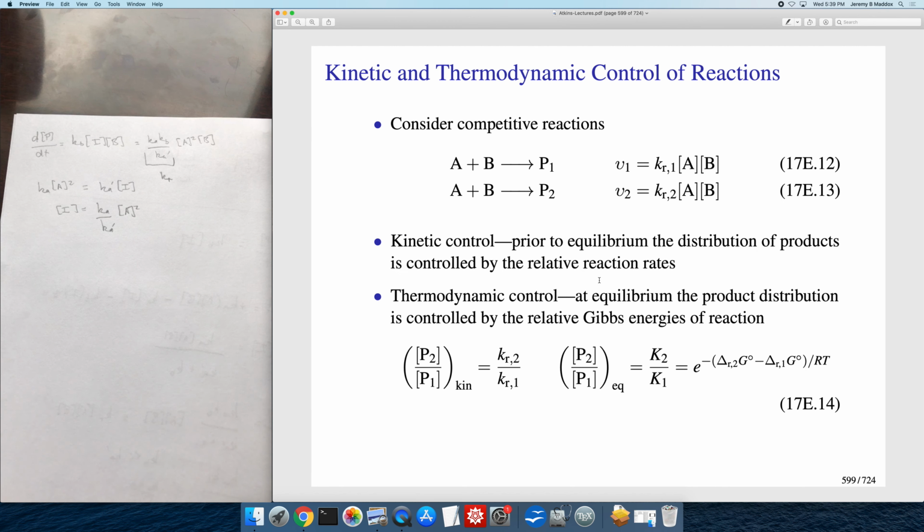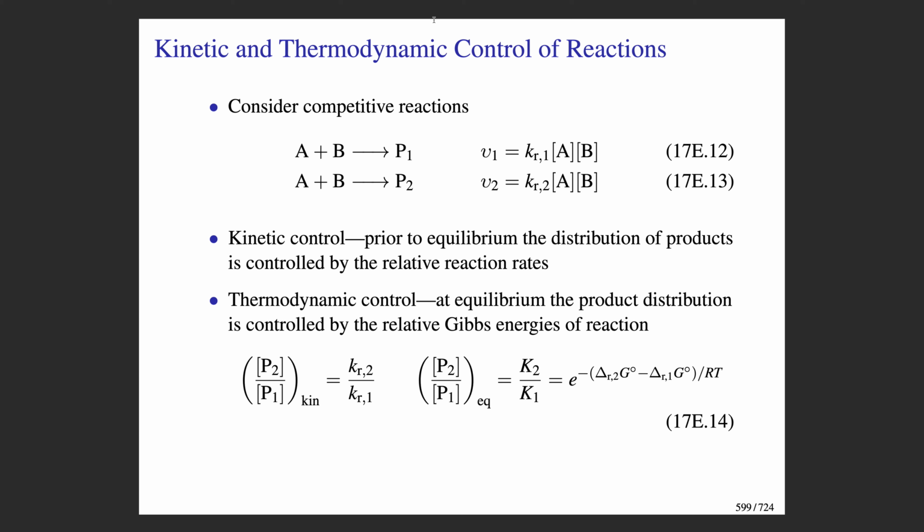Here, our last little topic is discussing the difference between kinetic control of reactions and so-called thermodynamic control of reactions. So here, let's suppose that we've got two competing reactions. We've got reactants A and B. A and B can form one product, or they can form a different product.